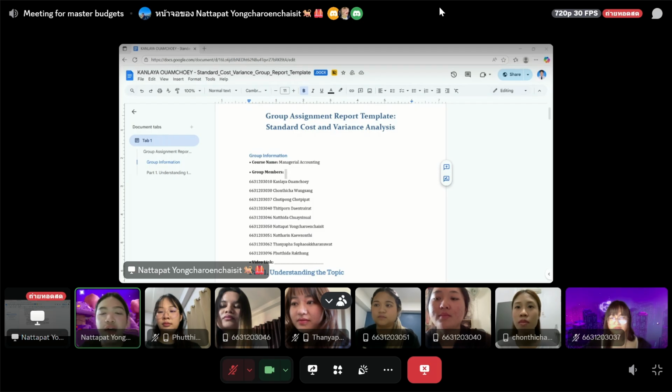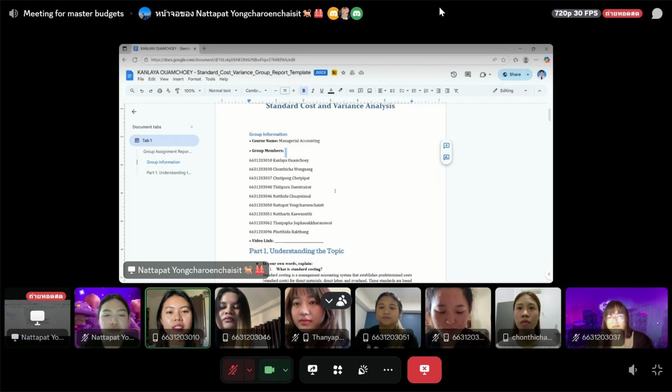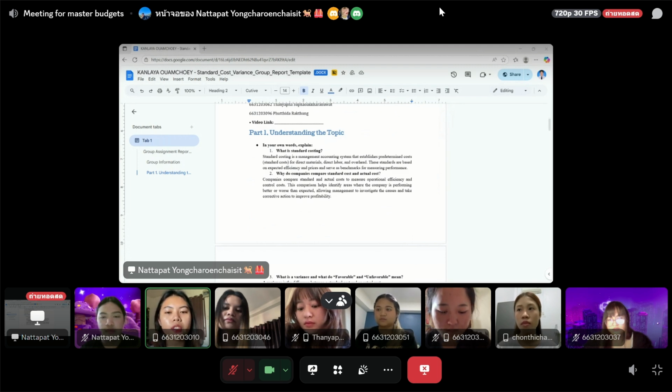Okay, so these are our members, and let's move to the first part, understanding the topic. For the first part, what is standard costing? Standard costing is a system where a company sets expected costs for material, labor, and overhead. A standard cost acts as a benchmark to check whether operations are running as planned.